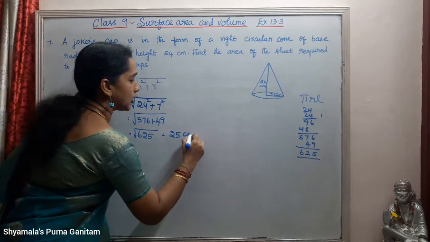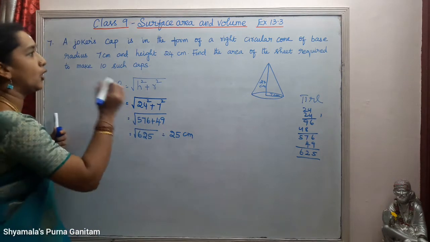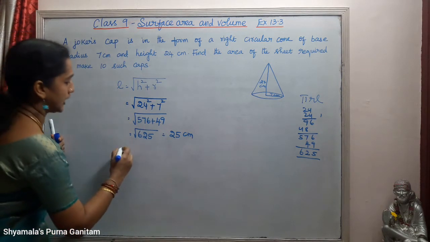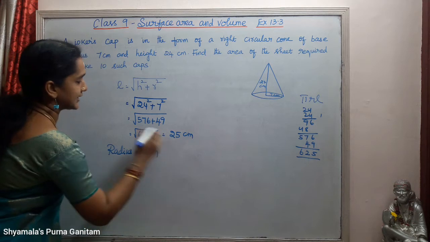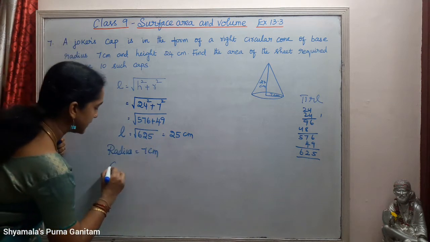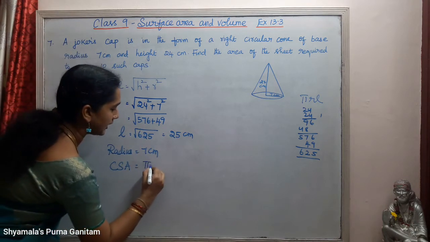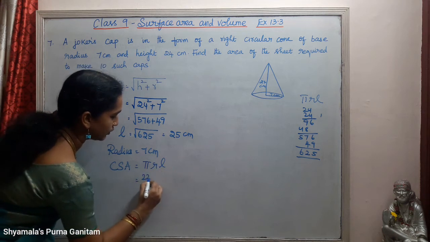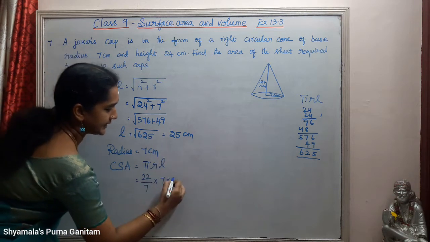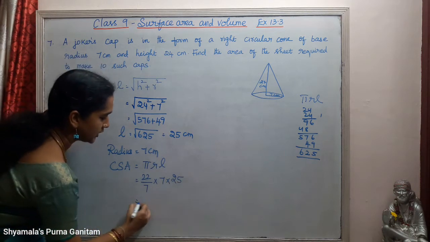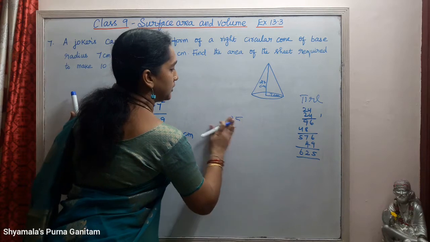So slant height of the cap is 25 centimeter. Now we will substitute this in the formula. So radius is given as 7 centimeter and slant height L is 25 centimeter. So CSA is equal to pi r L. So pi is 22 by 7 into radius is 7 centimeter. Slant height is 25 centimeter. So when we simplify this, 25 into 22.